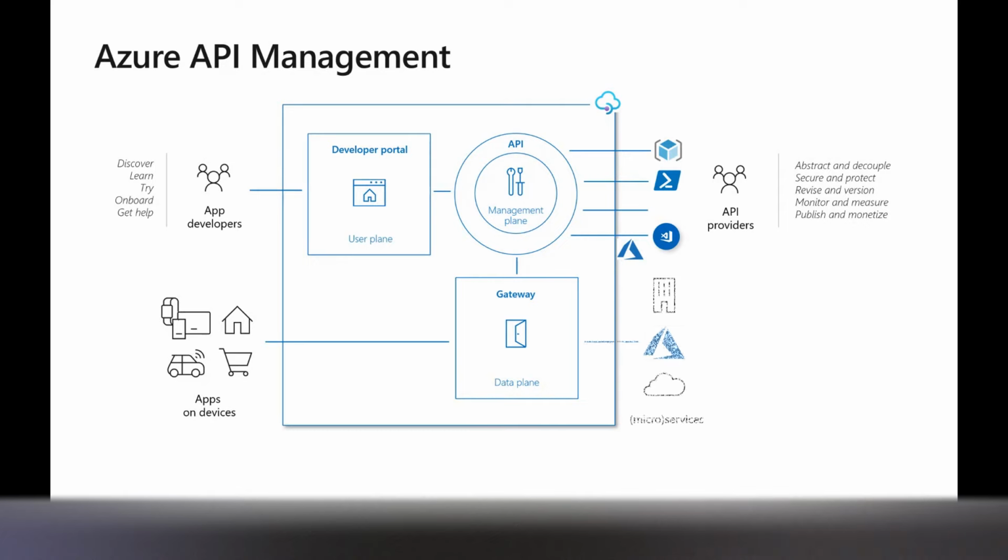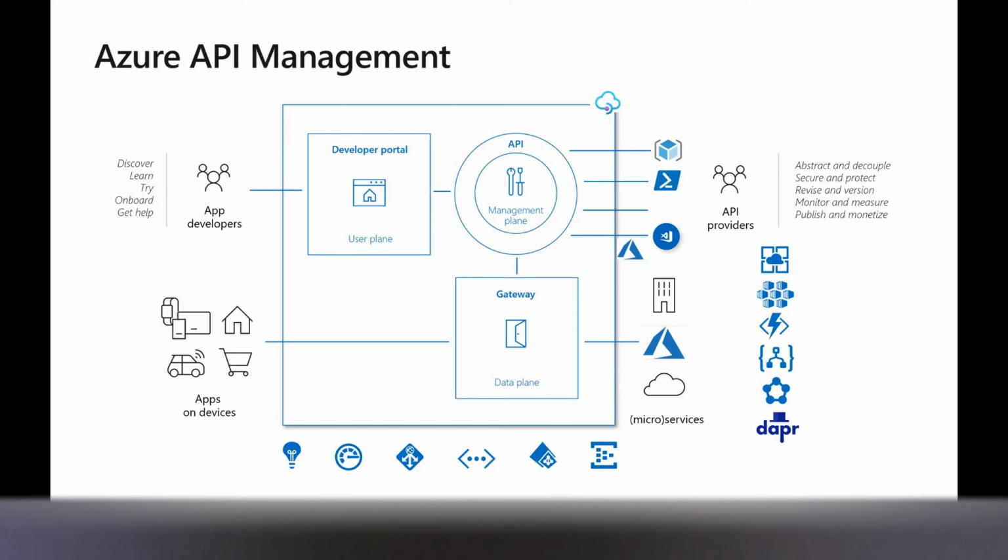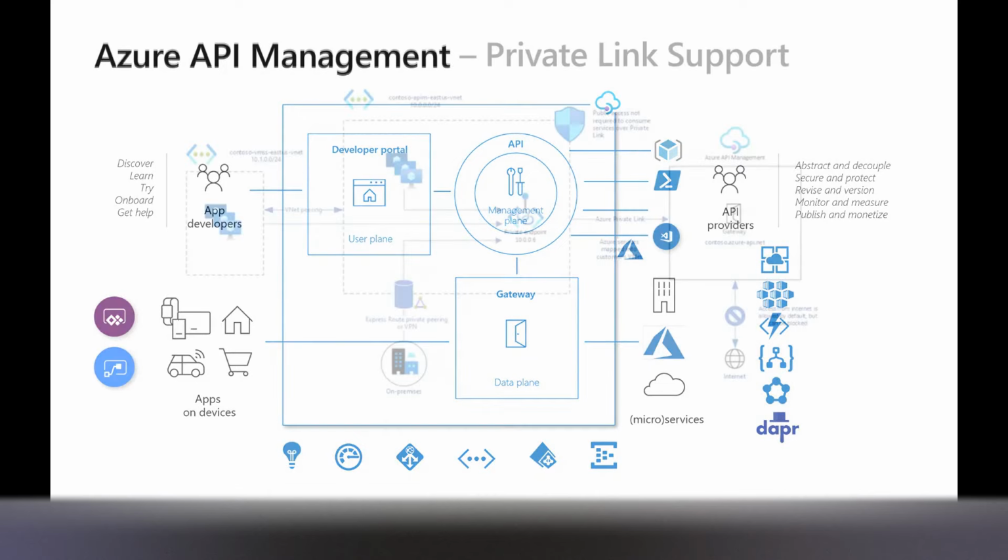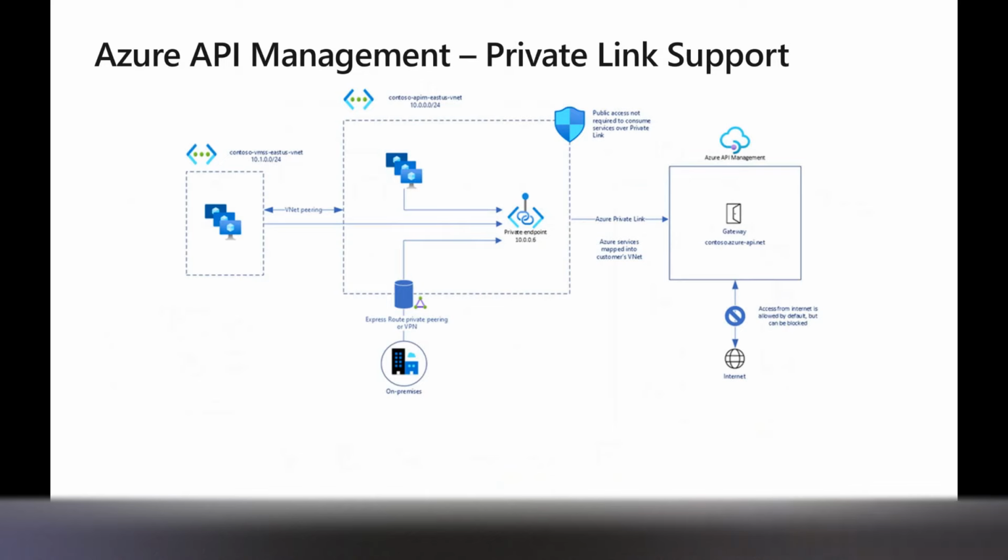As you can see, there's a lot of different connectivity and things like that. So that's pretty much what I want to talk about for API management. So what is this private link support? First of all, I'm pretty sure everybody is aware of private link. Private link is a network level capability that allows you to access first party Azure services and third party services over a private endpoint. So let's say you have a storage account, you want to access it over a private endpoint.